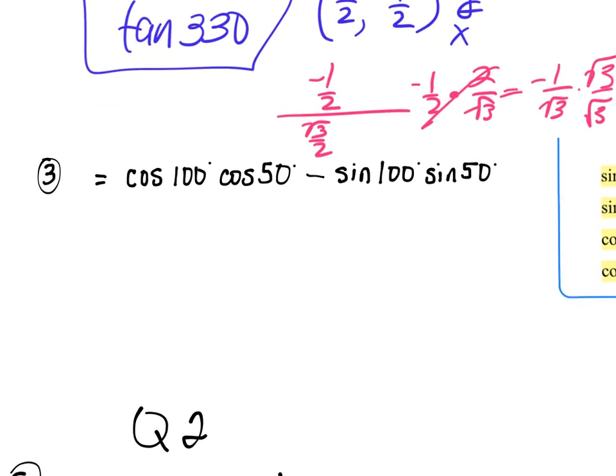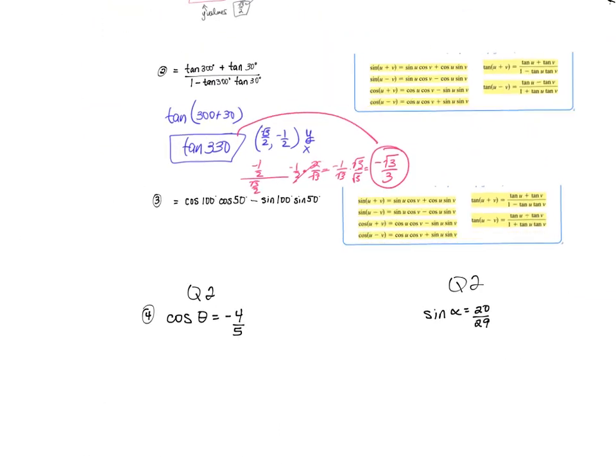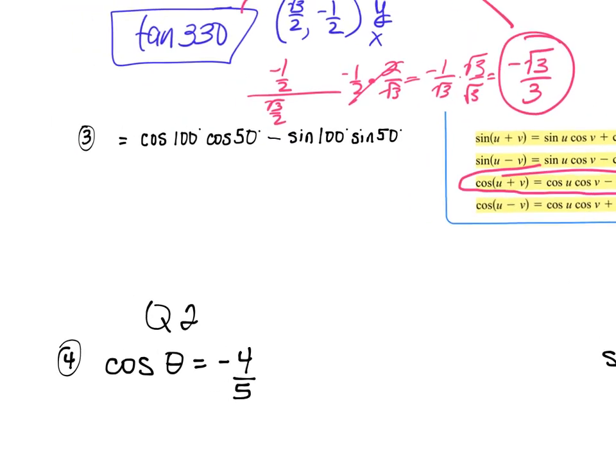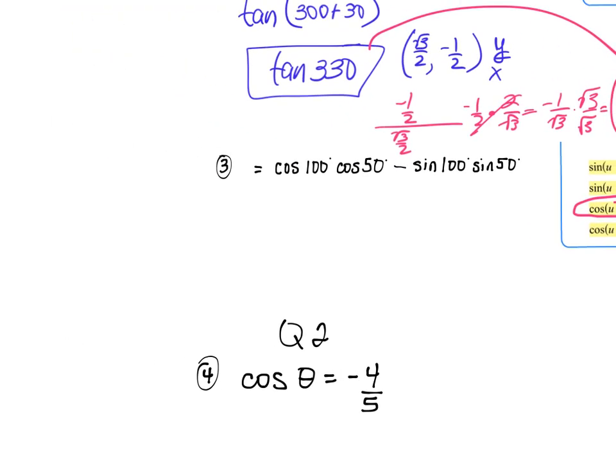What's the formula? Cosine, cosine minus sine, sine. Cosine of u plus v. Pay attention to that, guys. Cosine is the one where if you're adding the angles together in the formula, there's a subtraction, and vice versa. So cosine of u plus v. I'm going to rewrite this as one angle.